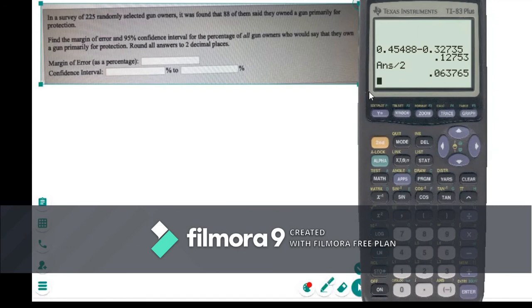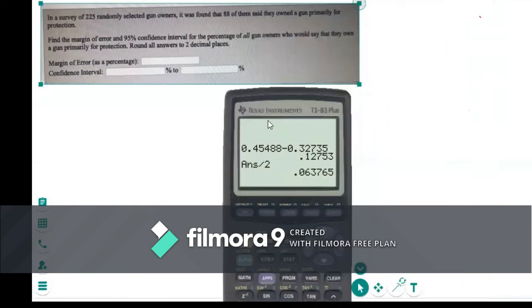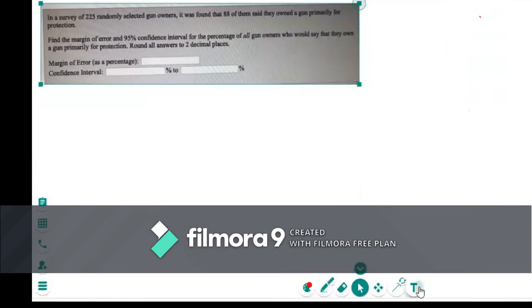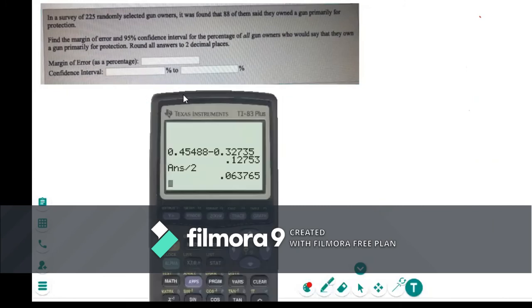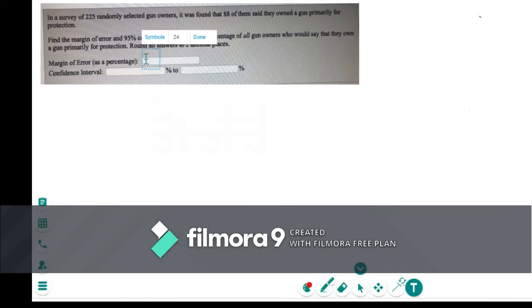So I'll type my answer here. It's 0.063. As a percentage, it's 6.37, and I need to round that to 2 decimal places. So I get 6.38. 6.38 percent. That's my margin of error.